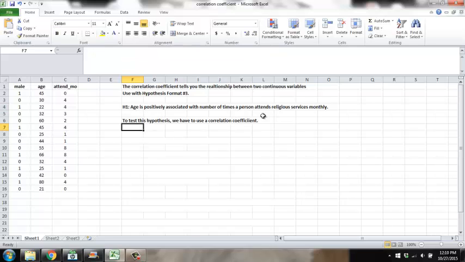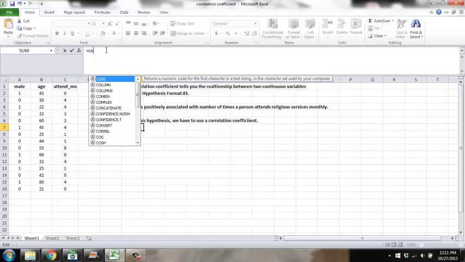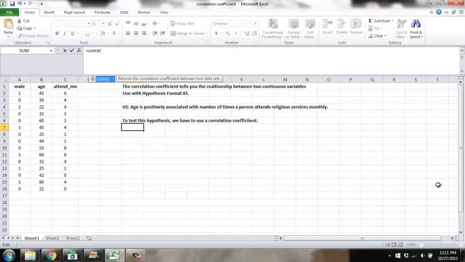So here's what you do. In order to get a correlation coefficient, we're going to tell Excel that we want it to look at the variable age and compare it to the variable attend per month and tell us whether there is a statistical relationship. We do this by putting an equal sign, and we use the command CORREL, which stands for correlation, and then we put a parentheses, and then we highlight the observations for the first variable. Then we put a comma, and then we highlight the observations for the second variable, and we put a parentheses, and then we press enter.